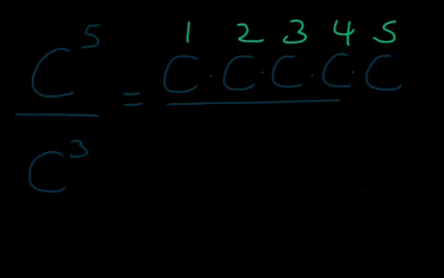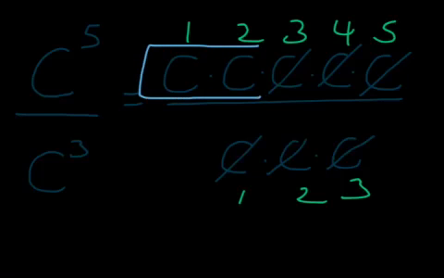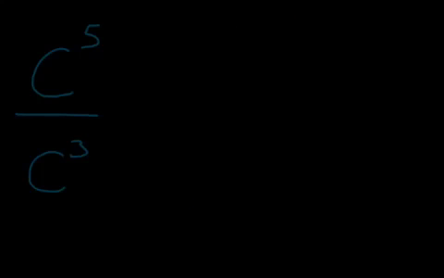And c to the 3rd is c times c times c. 1, 2, 3. Now let's cancel. Cancel that. Let's cancel another, and we are left with 2 c's, or c to the 2nd. So c to the 5th divided by c to the 3rd is equal to c to the 2nd.